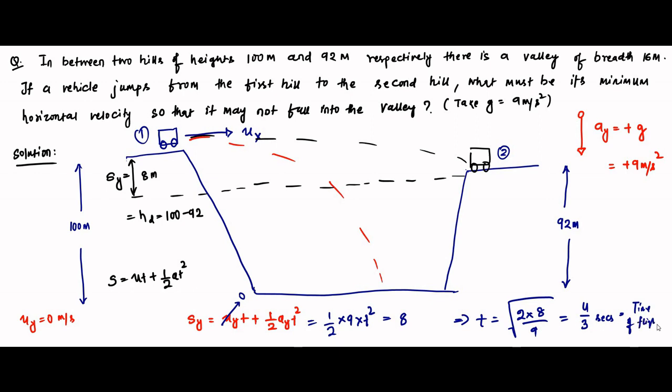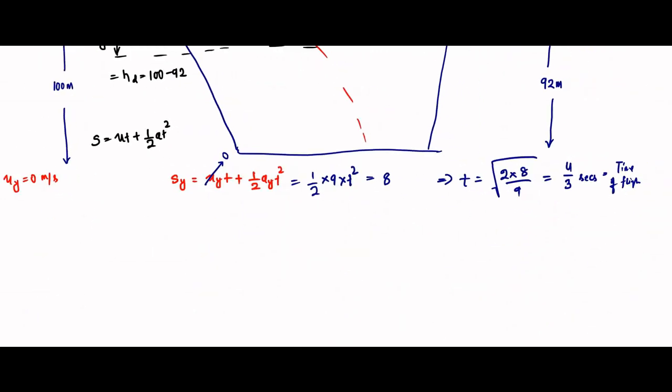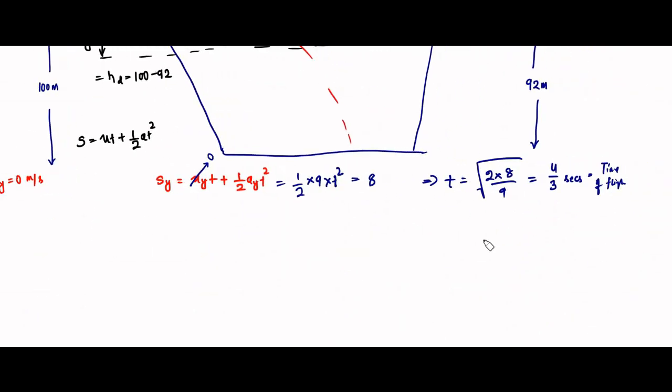So here, if you use the shortcut or the quick formula, if you remember, time of flight will simply be root over of 2 hd by g, where hd is the height difference. So we'll get the same result, 4 by 3 seconds. That is the time of flight. So this is taking into account the vertical motion.